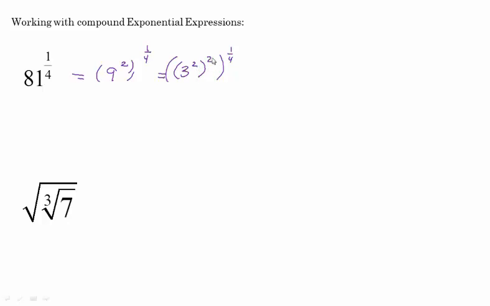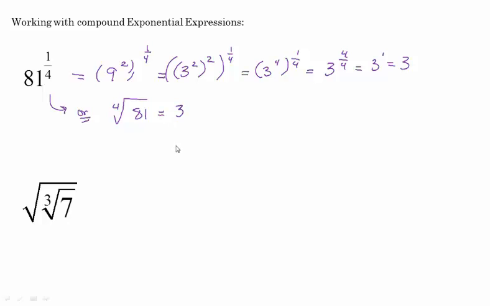I have 2 times 2, which is 4. So that's 3 to the 4th to the 1/4, which is 3 to the 4/4, which is 3 to the 1, which is 3. Now the other way you could have done this is you could have taken the 4th root of 81, and there are multiple ways to take the 4th root of 81, but you would have ended up with 3. And we'll talk more about this process a little bit later.